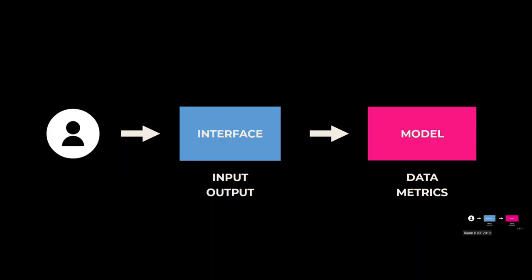And when you are talking about the user, we have two main divisions. One is the interface, so you have the user. The user will interact with the interface to input and to get output. And this interface actually will use a model, a machine learning model that could be speech recognition and so on.